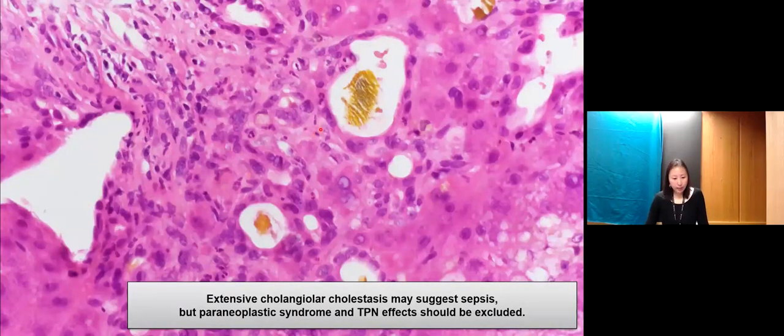Other things that I want to mention as we wrap up this discussion: I mentioned a little bit about cholangiolar cholestasis. Now, cholangiolar cholestasis is a nonspecific finding. However, if you see a lot of it, there are some things that might come up on the differential diagnosis. Things like sepsis and critical illness can cause more extensive cholangiolar cholestasis. Paraneoplastic syndrome has been described to do this, and TPN effects is a particular manifestation of drug effect that has also been associated. But I do want to emphasize that cholangiolar cholestasis as a pattern is not particularly specific.